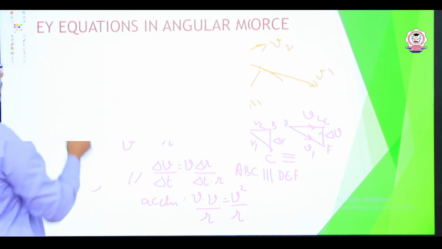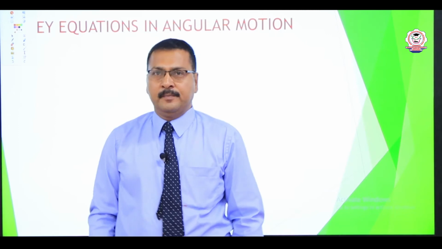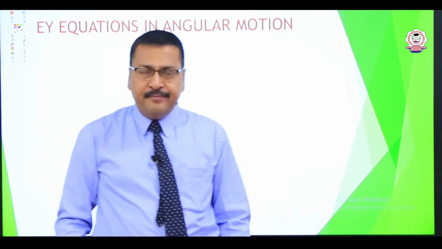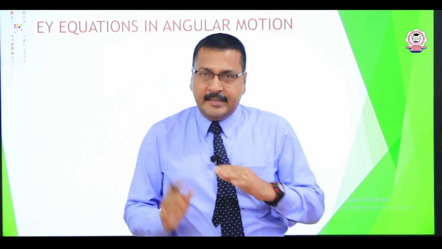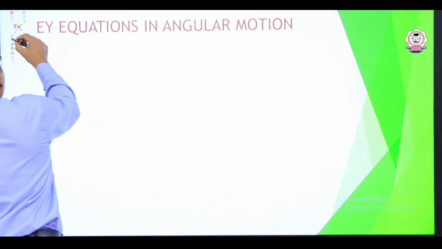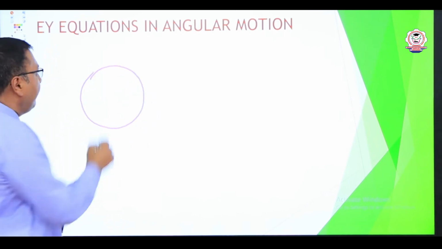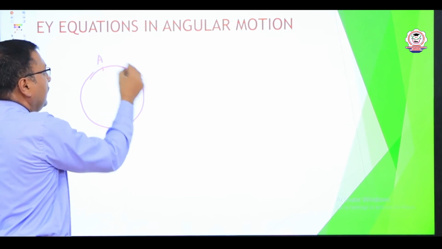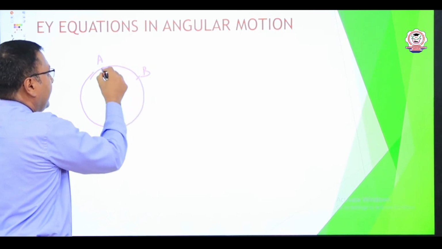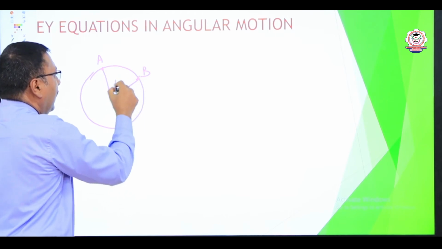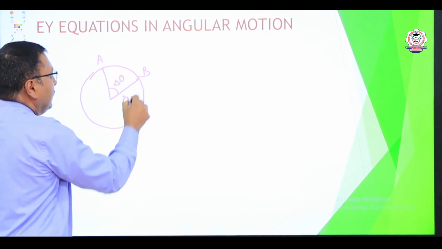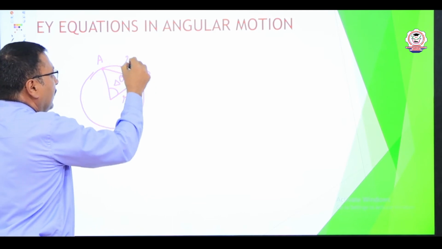Let's go to the next slide. Equations in angular motion. So what is angular velocity? If a body travels a certain angle in certain intervals of time, the ratio of the change in angle to the time is called angular velocity. I will explain to you in a simple concept. So I am having a circular motion like this. I am having two points A and B and the angle subtended is delta theta, and this is my R and this is my S.